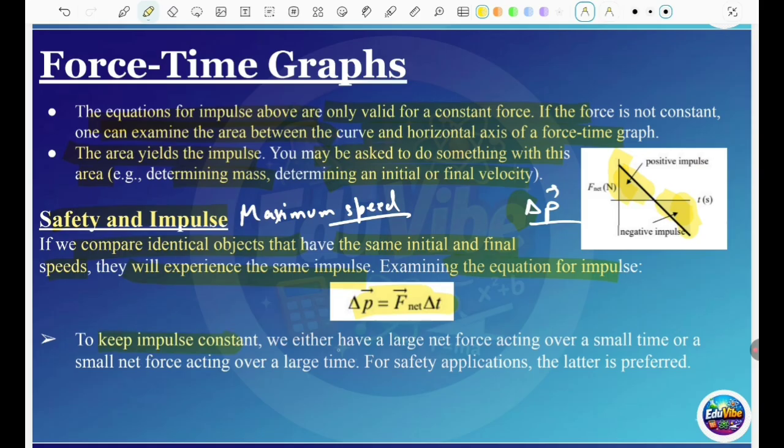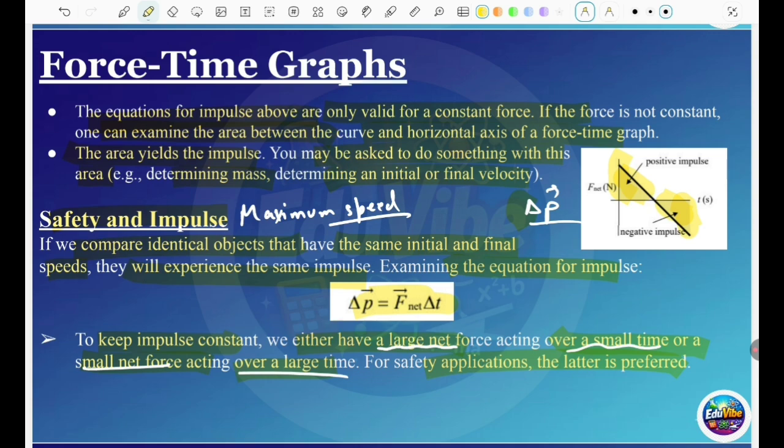To keep the impulse constant, we either have a large net force acting over a small time, or a small net force acting over a large time. A large net force over a small time is very important. If we have a large force, it acts over a small time, but if we have a small net force, it acts over a large time. For safety applications, we prefer this method. So you have to know about these questions.